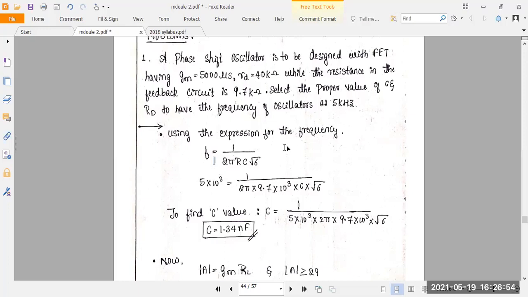You know the frequency, right? Yes, the output frequency, 5 kilohertz, substitute here. We know the R value, 9.7 kilo. Then we don't know the C value, right? C you take it outside.